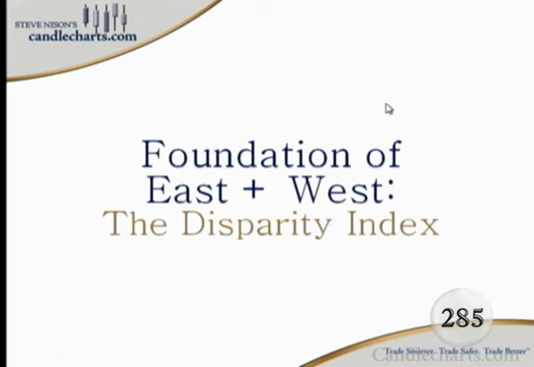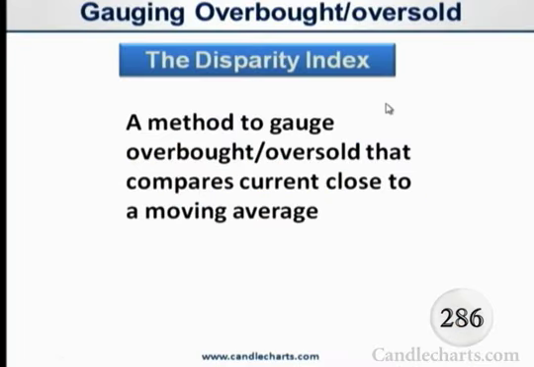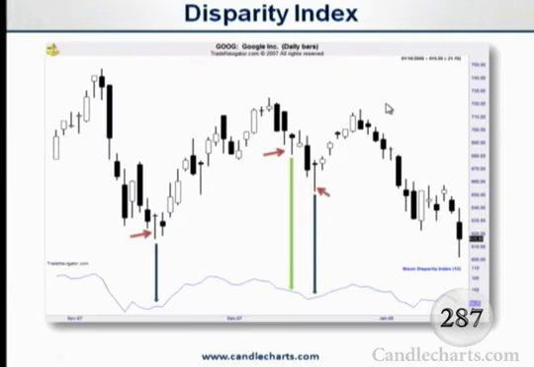I use the disparity index, as I mentioned here, as a way to gauge overbought, oversold, and it compares the current close to a moving average. Now, for reasons beyond the scope of this seminar, I use a 12-day moving average for my disparity index. And so it's not between 0 and 100.